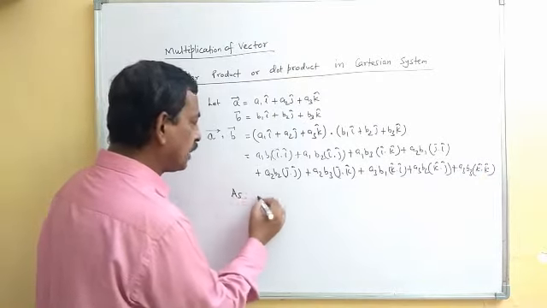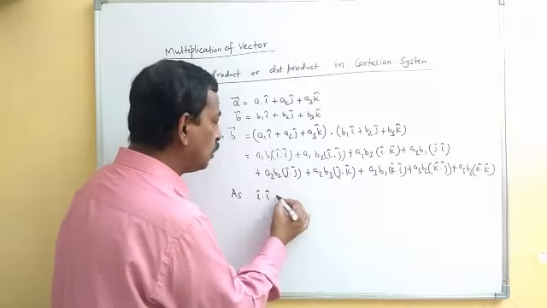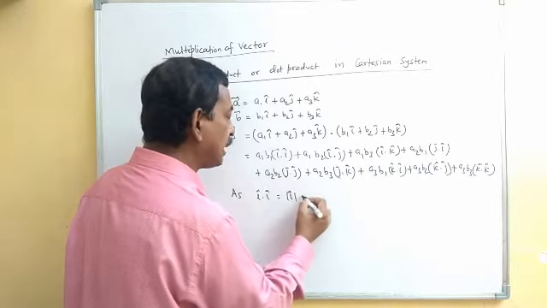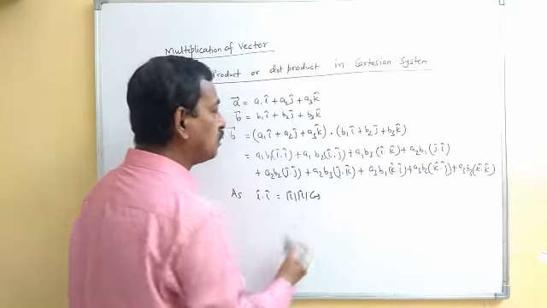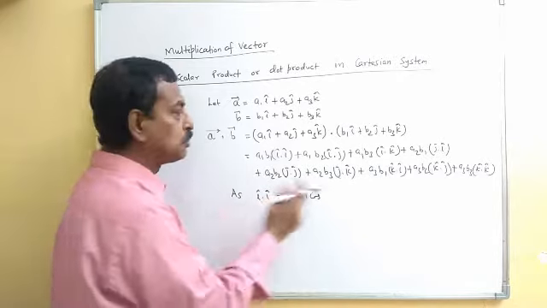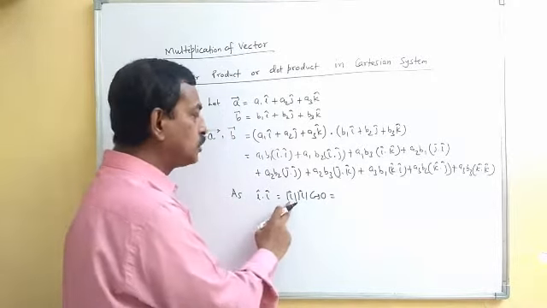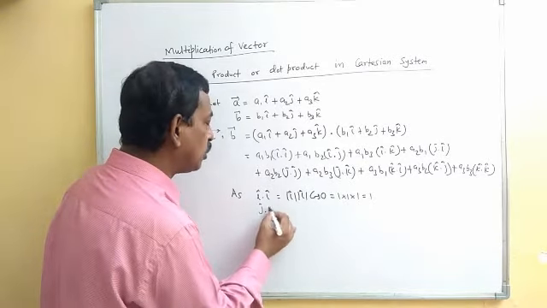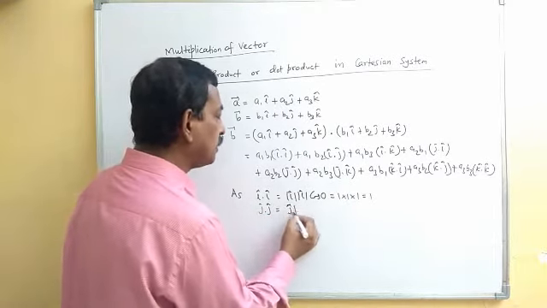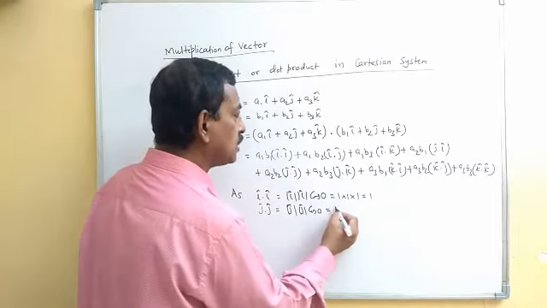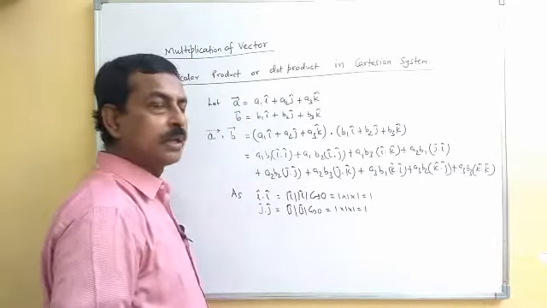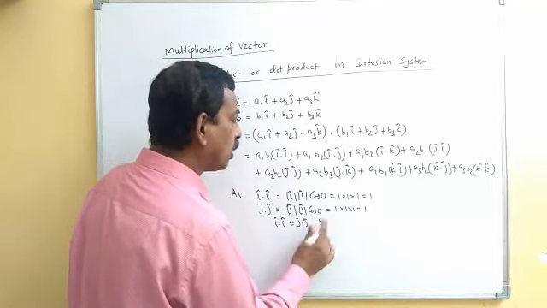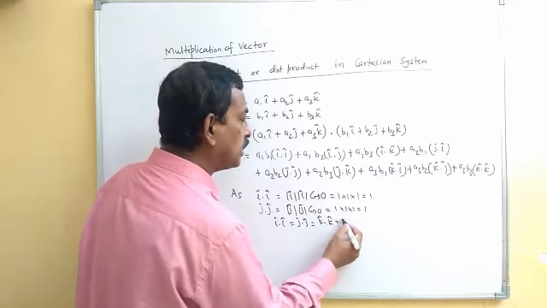If you consider i dot i, how much will this be? It is the dot product of unit vector i cap with itself. So it is the magnitude of i, magnitude of i, and cos of the angle between the two. The angle between two i caps will be 0. Being a unit vector, the magnitude is 1. So it is 1 into 1 into 1, so it is 1. Same will be the case for j dot j, magnitude of j, cos 0, this is also 1. It means i dot i, j dot j, and k dot k all will be equal to 1.